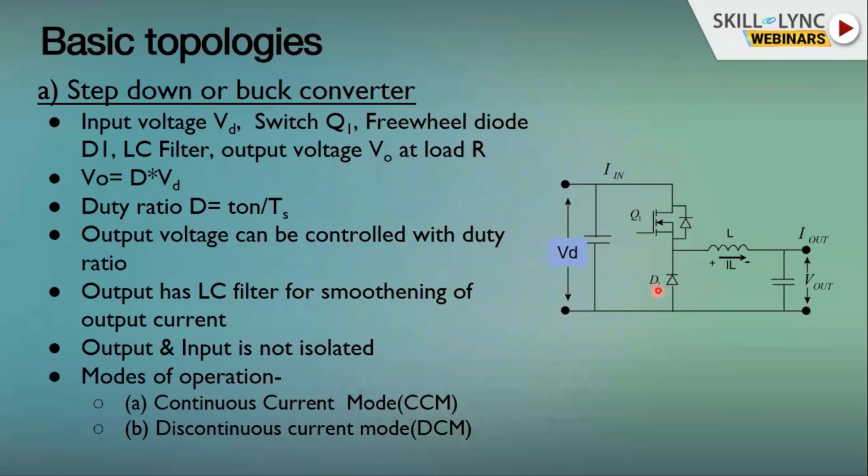In this case also, like I said in the previous slide, duty ratio D will be T on divided by Ts. Ts is the total time duration of one cycle. In this case, output voltage can be controlled with the duty ratio of this switch. This LC filter is needed for smoothing of the output current, and this capacitor is to reduce the ripple in the output voltage, right? In this case also, there is no isolation between input and output. I would like to introduce two modes of operation, that is continuous current mode and discontinuous current mode.